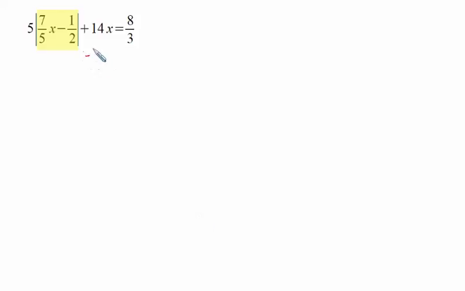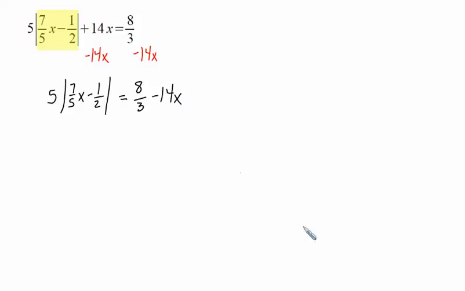So the first thing we're going to do to make that happen is subtract 14x from both sides. We have to just work as if we were solving an equation. So the first thing that we do is get rid of anything that is being added or subtracted to the absolute value. The next thing that we do is get rid of anything that's multiplied by the absolute value. So we're going to divide both sides by 5 in this problem.